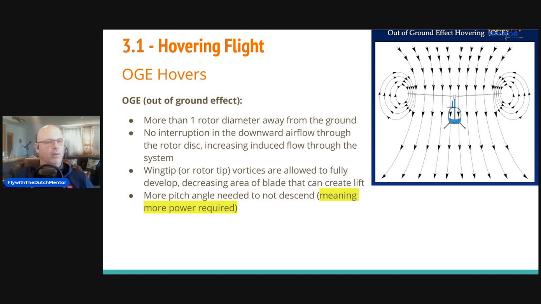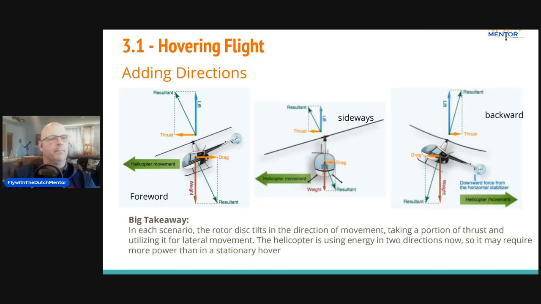And we need to know what our max continuous RPM is, or manifold pressure is, in order to not overstress the helicopter and cause a potential detrimental outcome.